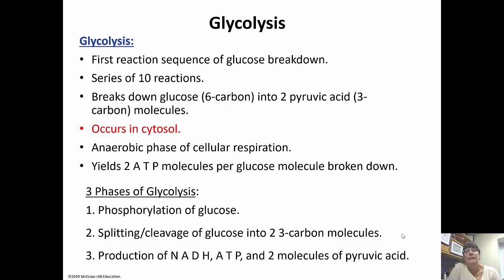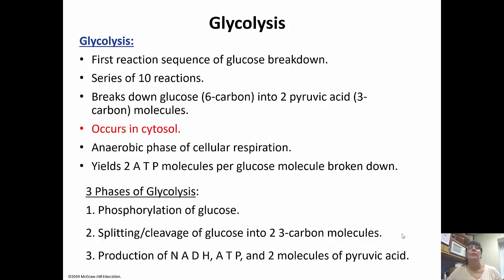So the 3 phases of glycolysis are the phosphorylation of the glucose, the splitting of the glucose into 2 3-carbon molecules, and then the production of NADH, ATP, and 2 molecules of pyruvic acid. Now, again, since this is anaerobic, it doesn't require oxygen, so it can happen in all organisms and it can happen really fast. But it's only going to generate 2 ATP molecules.